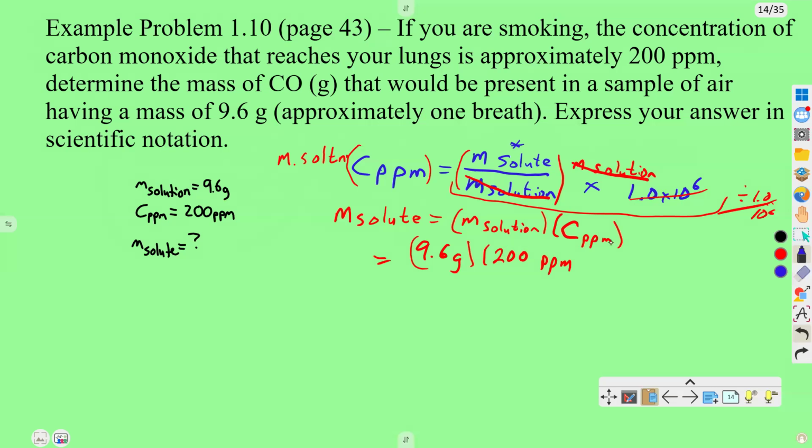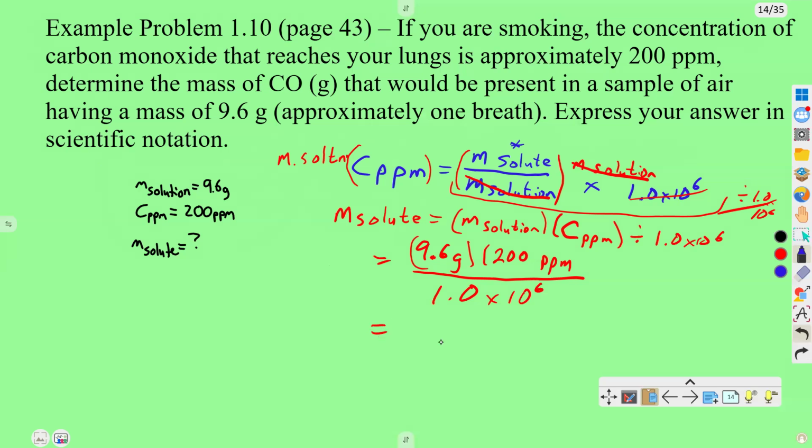And that means we're going to have 9.6 times 200 divided by 1 million. Now, the 1 million is an absolute value. You don't need to consider it when determining how many sig digs you have, but I find it doesn't hurt to put it in whatever sig digs our final answer is going to be in. That's not much of a problem. So on my calculator, I'm taking 9.6, multiplying it by 200 parts per million.